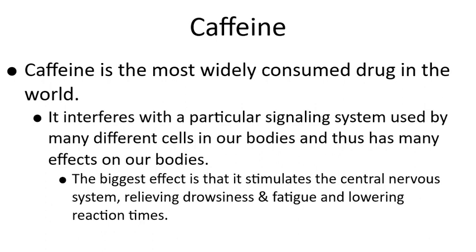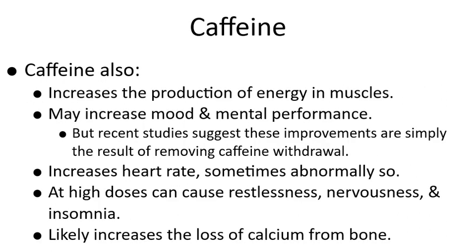Now, I mentioned earlier that caffeine causes a number of significant changes to our body chemistry. This is because it interferes with a particular signaling system used by many different cells in our bodies, and thus it has many different effects upon our bodies. The effect that we most associate with caffeine, however, is that it stimulates the central nervous system, relieving drowsiness and fatigue, and lowering reaction times at least to some extent. However, caffeine also has a wide variety of other effects upon our bodies.